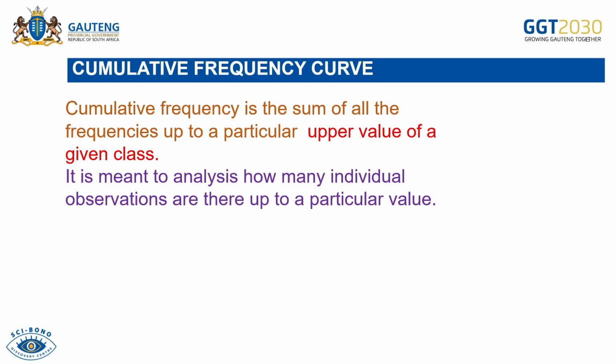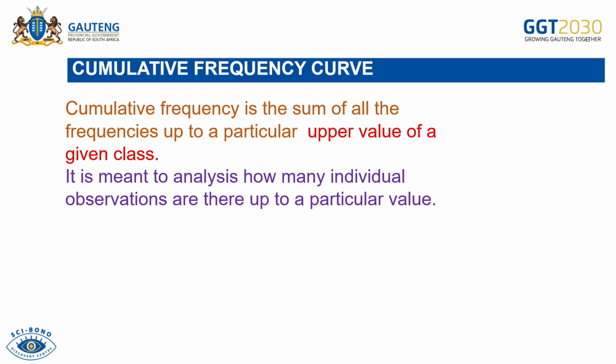It is meant to analyze how many individual observations are there up to a particular value. Up to this upper value, how many observations are there? Up to 10, how many learners do we have? Up to 20, how many do we have? Up to 30, how many do we have? Up to 40, how many do we have? That's what we mean by cumulative. We are adding up all the observations up to a particular number.